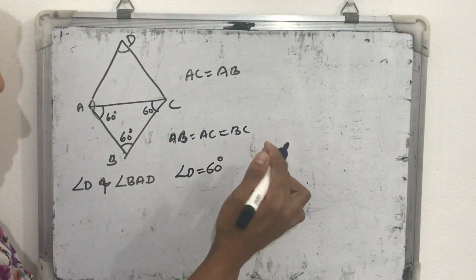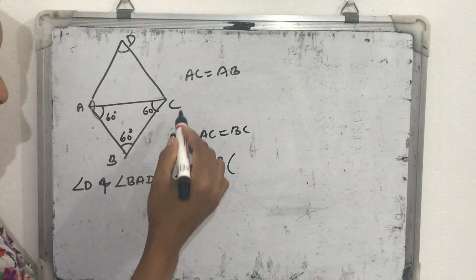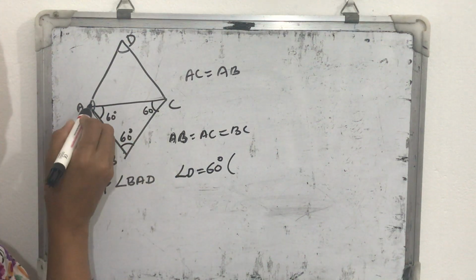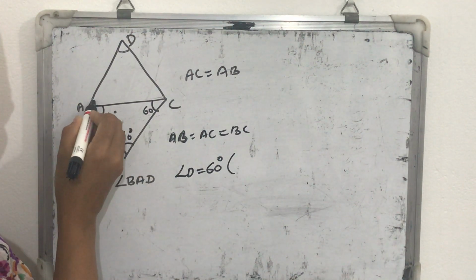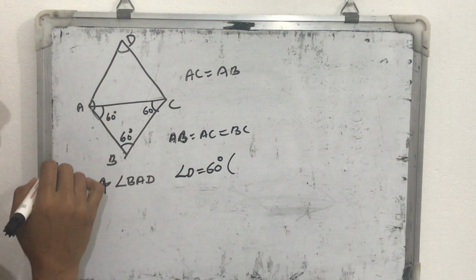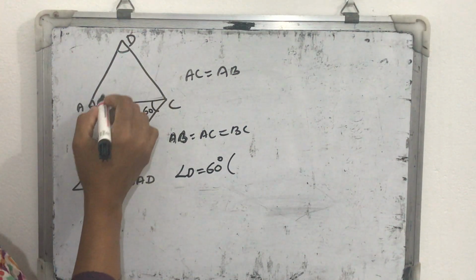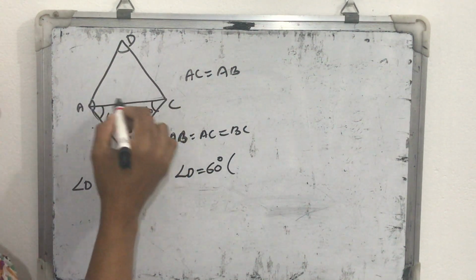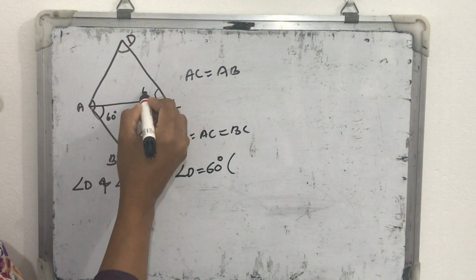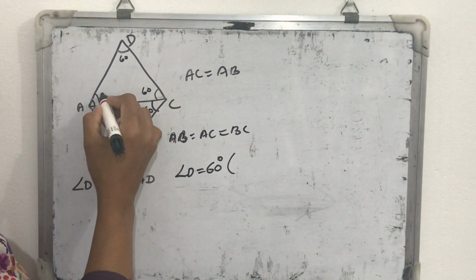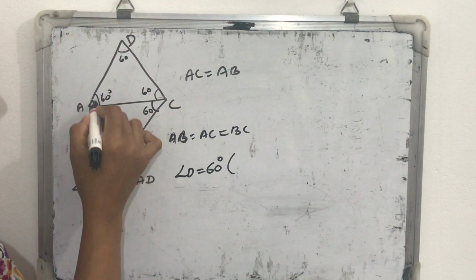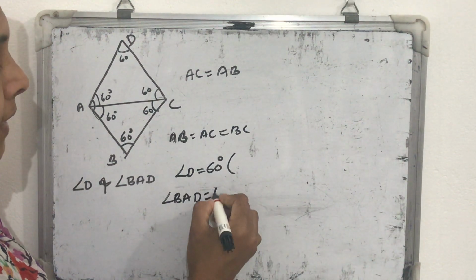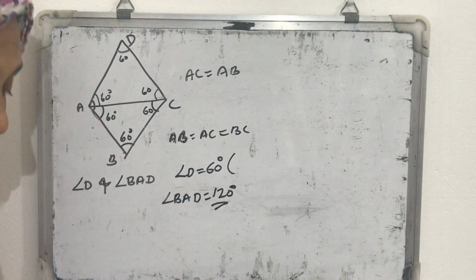All reasons you want to mention in brackets, okay? Because the opposite angles of a rhombus are equal. Next we want to find out angle BAD. The same property we can use in this triangle also. This also will be an equilateral triangle, so each angle will be 60 degrees. So what will be this total angle? Angle BAD is equal to 60 plus 60, 120 degrees. Okay, that is the first question.